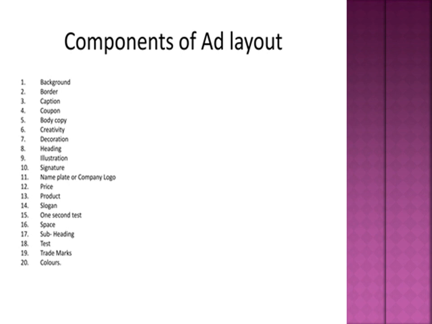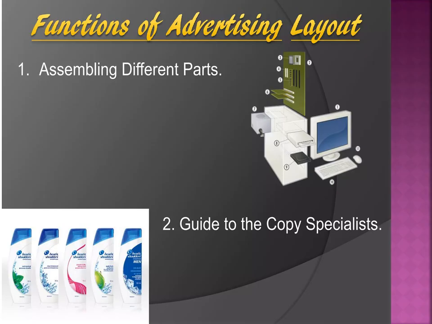Here are the components of advertising layout. First, we set a background, border, caption, coupon, body copy, creative, decoration, heading, illustration, signature, nameplate or company logo, price, product, slogan, one second test, space, subheading, text, trademarks and colors.